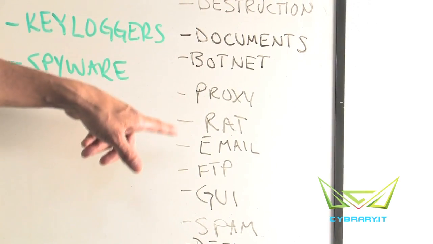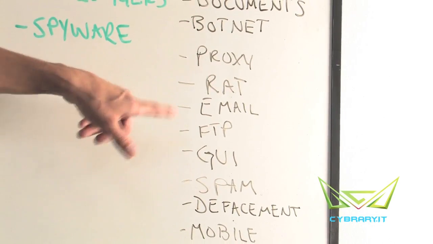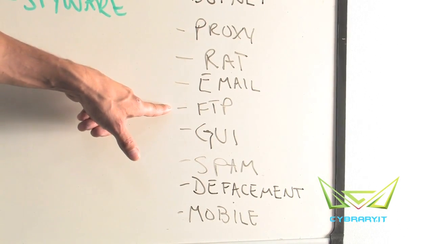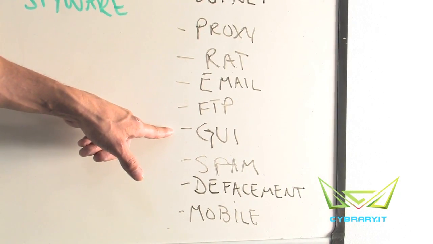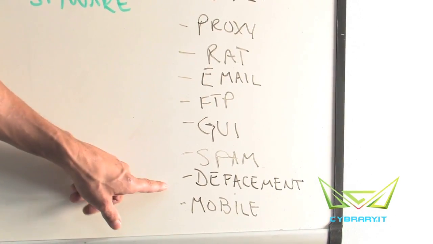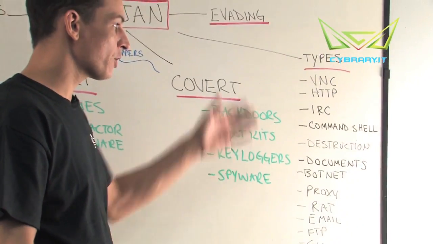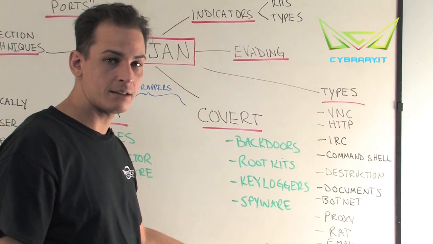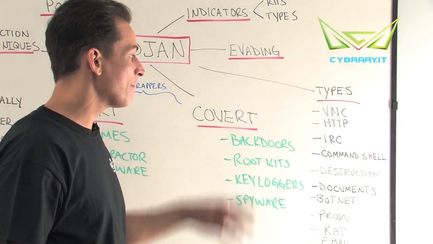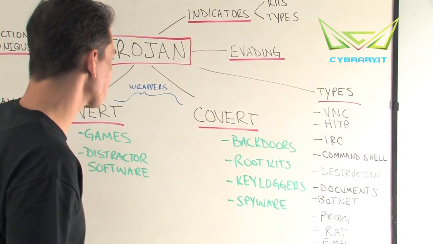distributed denial of service, or proxy Trojans, or remote access Trojans, or email Trojans, or you can go to a specific port or protocol like FTP, or something that specifically damages the graphical user interface of something, or spam, or defacement, or even nowadays mobile. Okay, so that's just a quick area here. Now, you don't have to be an expert in every single one of these techniques, although to make yourself a well-rounded penetration tester, knowing how to do each of these types hands-on is frankly invaluable in my opinion.